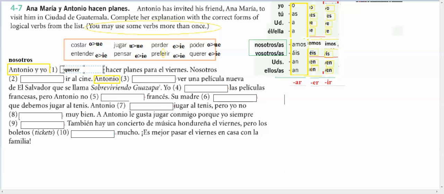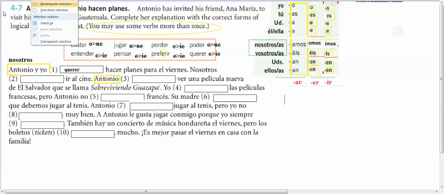Okay, now, in order to conjugate your verb, what you have to do is figure out who is the subject of your sentence. Who wants to make plans for Friday? In Spanish, usually your subject comes before your verb in a statement, and it comes after your verb in a question. Since this is a statement, this is your subject. These are the people that want to make the plans. Antonio y yo. Well, Antonio y yo isn't in our chart, so we change it to a subject pronoun so we can use our chart effectively. Antonio and I want to make plans is the same thing as saying we want to make plans. Nosotros. Nosotros does fall in the black box.